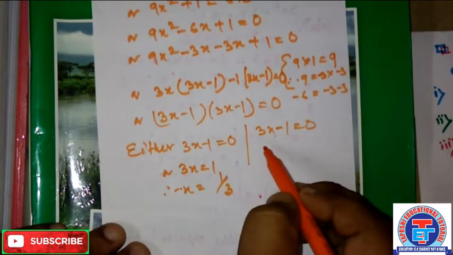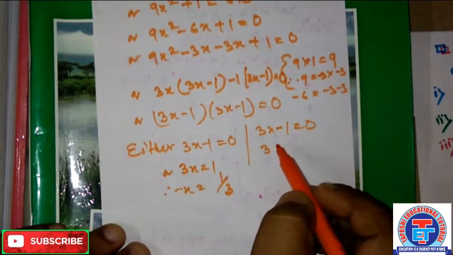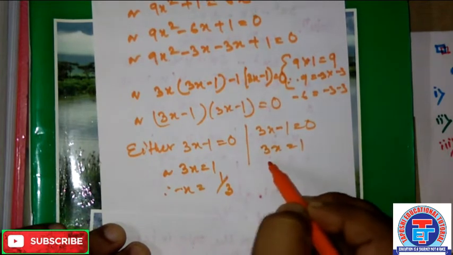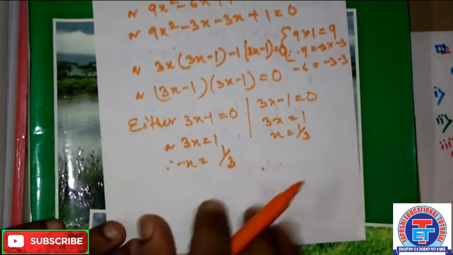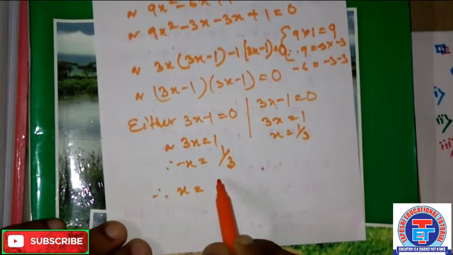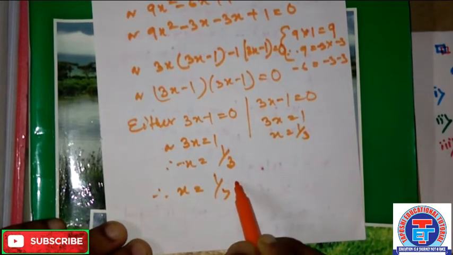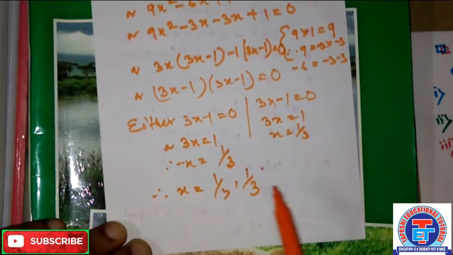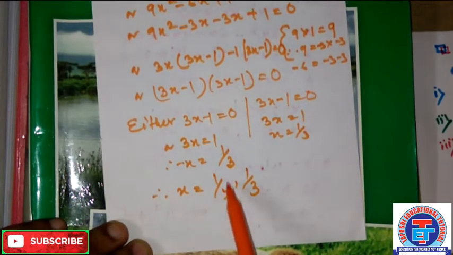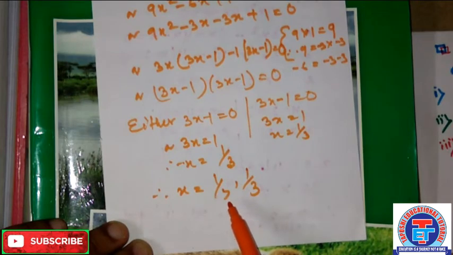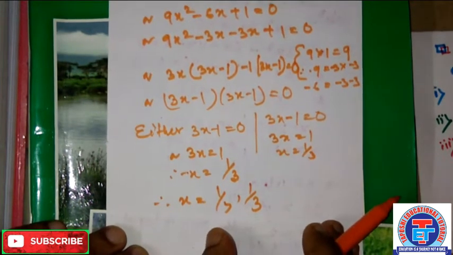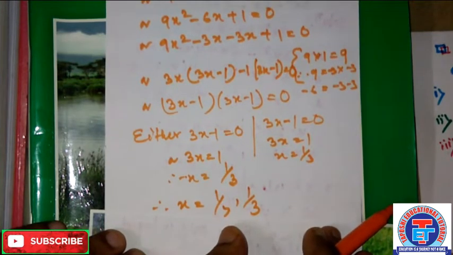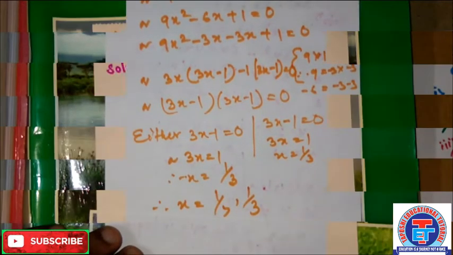In the same way, 3x is equal to 1, or x is equal to 1 by 3. Therefore x is equal to 1 by 3 and 1 by 3. So x is equal to 1 by 3 is a solution of the given equation. Hope you understand very well.